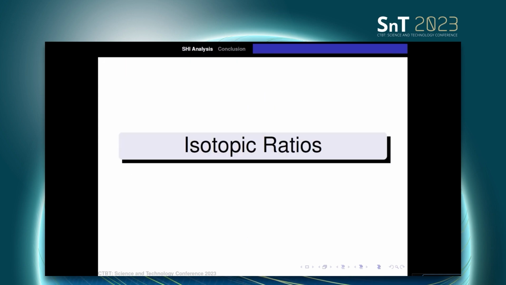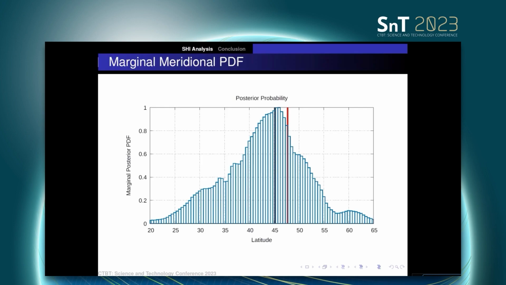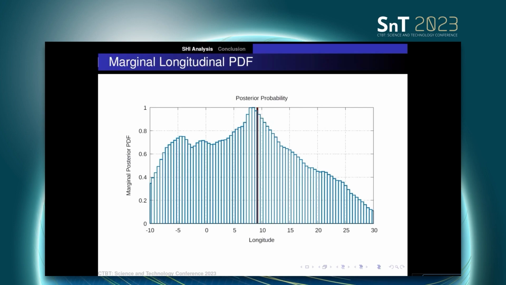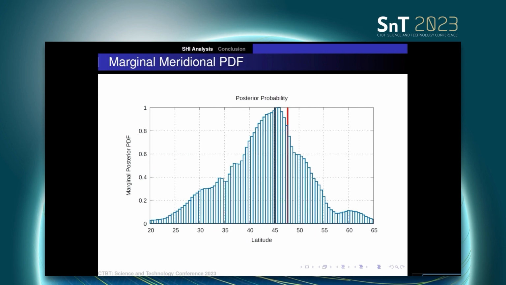So the actual solution is the black and red. These are two reactors, and the most probable value is the highest bins. That's for longitudes, and that's for latitudes. We have two, one for reactor and one for seismic event.